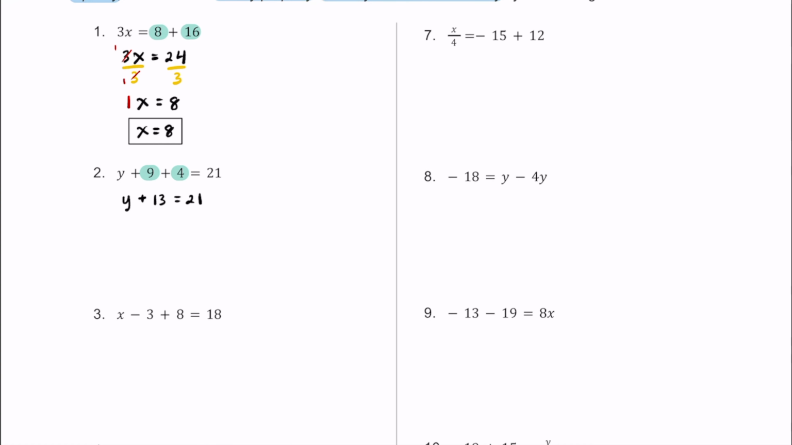So we have a one-step equation here that has addition. To solve this, we're going to use our subtraction property of equality and subtract 13 from both sides of the equation. Using the subtraction property of equality here, we have y plus 0 on the left side of the equation because negative 13 plus 13 is 0. And on the right side, 21 minus 13 is equal to 8. Finally, using the identity property, we can drop that 0. We can just say that y is equal to 8.